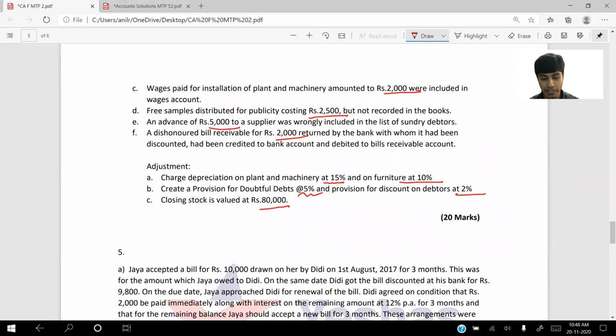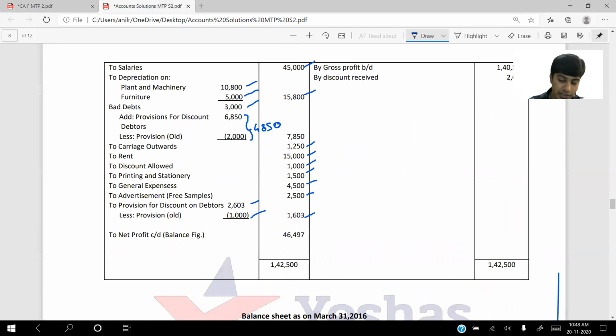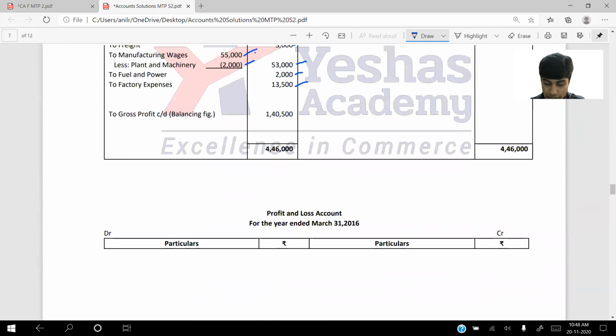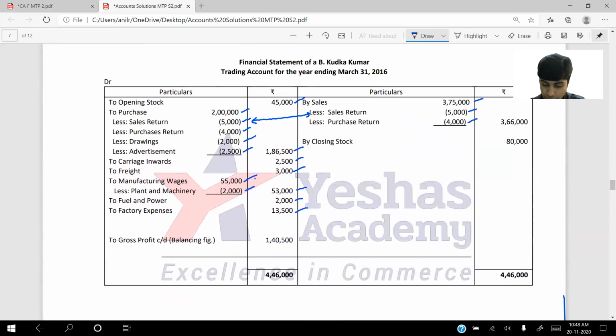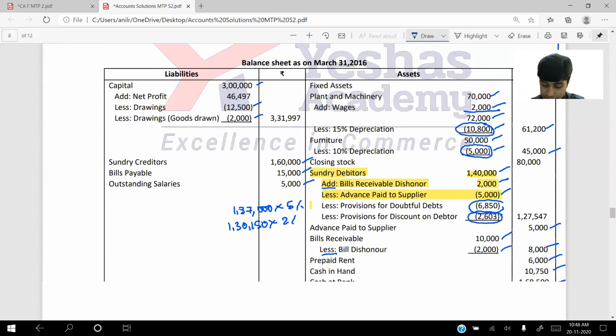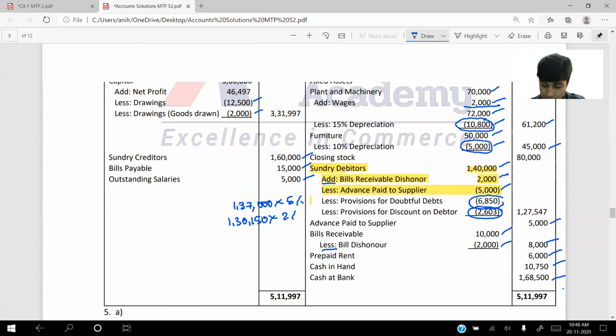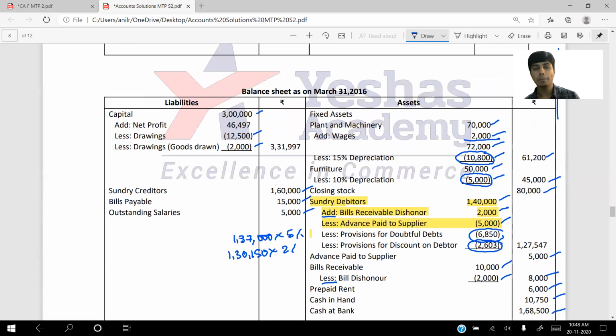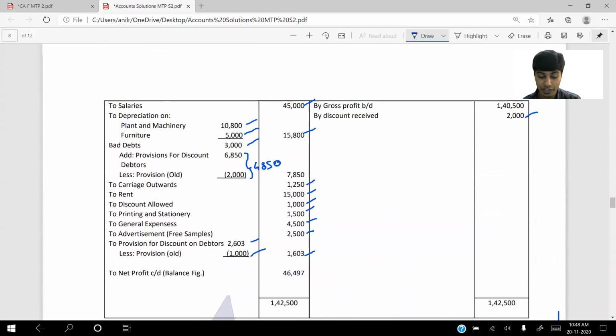Closing stock is 80,000 rupees. That's it. This should go to two places: trading account credit side, and balance sheet asset side. Now my trading account credit side, 80,000, and now my balance sheet asset side, where is it? 80,000. Perfect. Now everything is done. I'll show you. Everything is ticked in our trading.